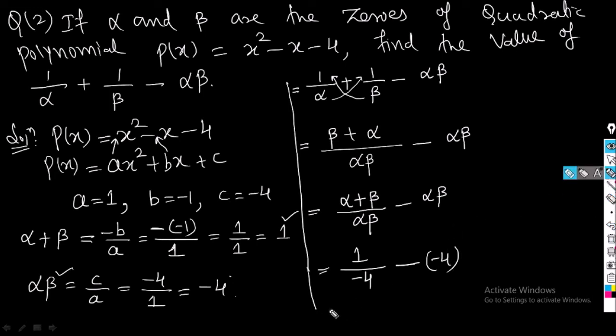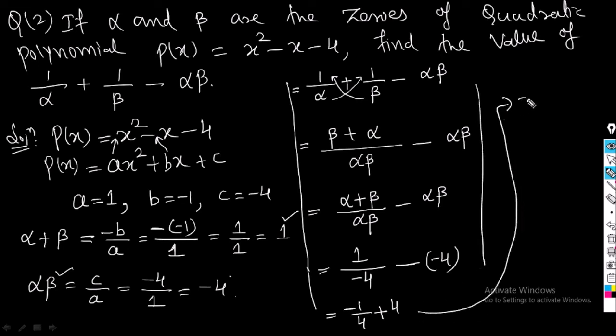So now simplify. 1 by minus 4 is nothing but minus 1 by 4. And minus into minus becomes plus 4. Okay, so here we have done this much. And now you continue here. So what will we get here? LCM we should take. LCM will be 4. So this 4 will multiply here. So minus 1 plus 4 times 4 is 16, so minus 1 plus 16. Plus 15 by 4. And that is the answer.